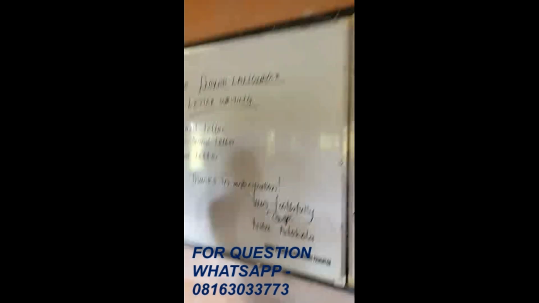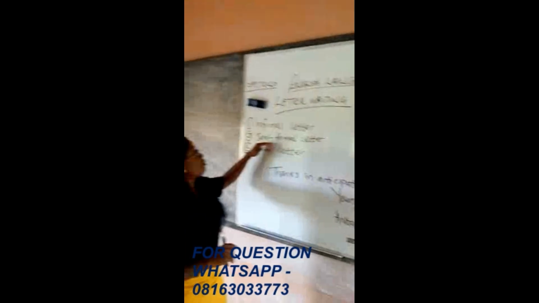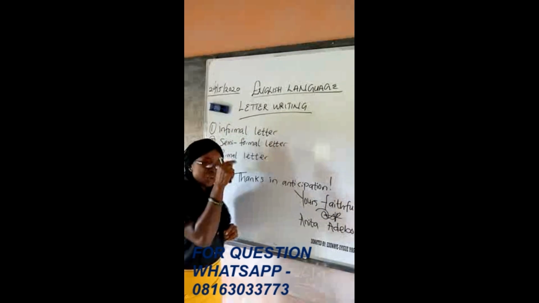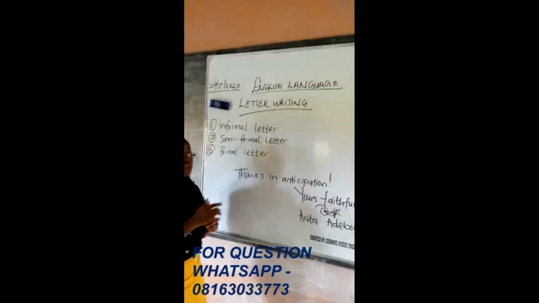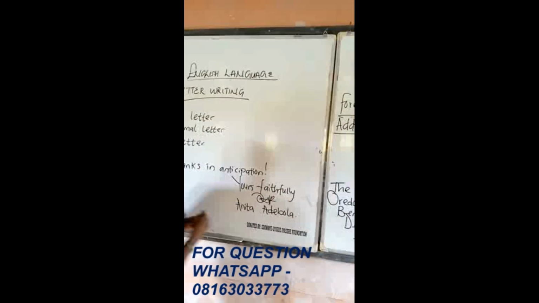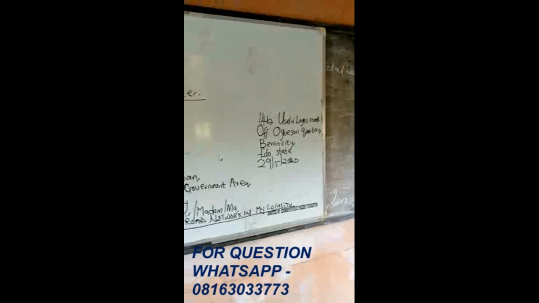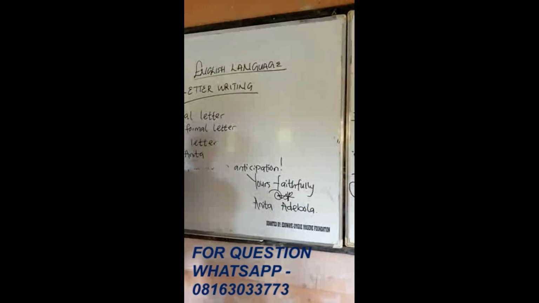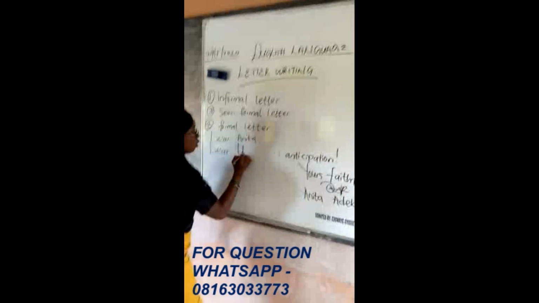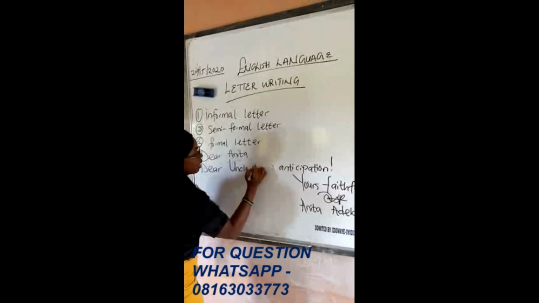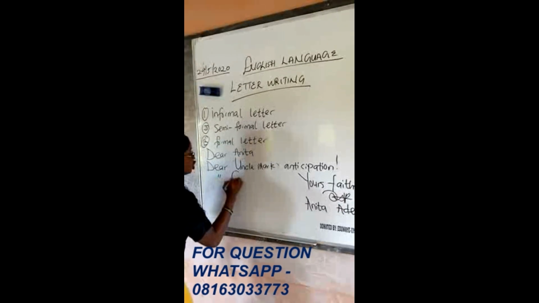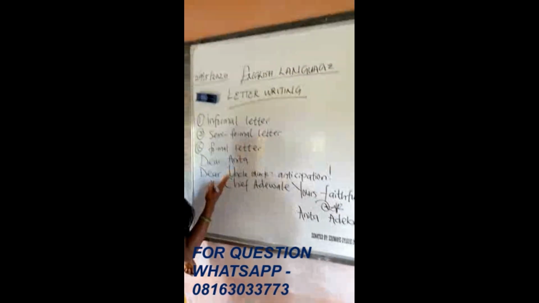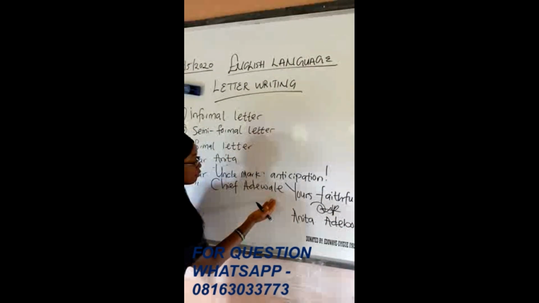An informal letter has an address, which is the writer's address. The semi-formal letter has an address, which is also the writer's address, but it is different from the informal letter. Why? Because of the way you write your greetings, your salutation. In your informal letter, you have Dear Anita. In your semi-formal letter, you have Dear Uncle Mark, or Dear Chief Adewale, or Alhaji Musa. That's how you write the salutation for your semi-formal letter.